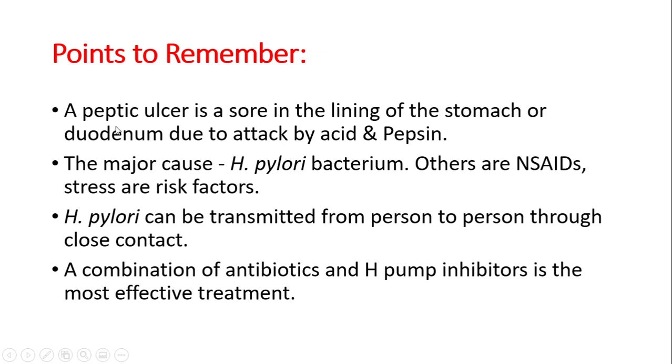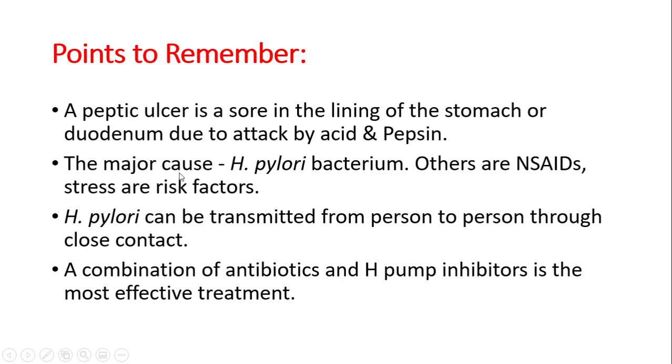So there are some points to remember. Peptic ulcer is a sore or breach within the lining mucosa of the stomach or duodenum that results from the attack of acid and pepsin. Any cause of impairment of the protective mechanism or increase in acid secretion results in imbalance between the normal physiological defense mechanism and the acid pepsin action on the mucosa.